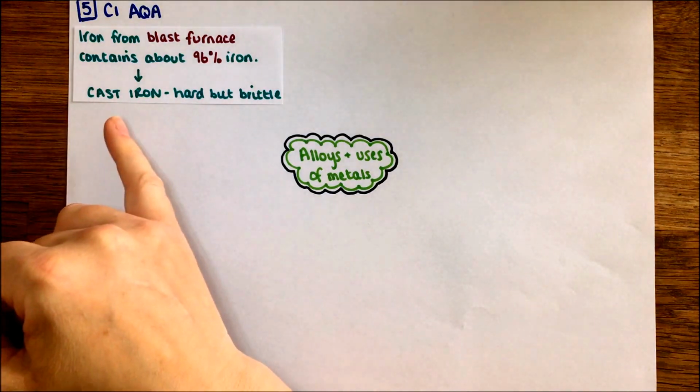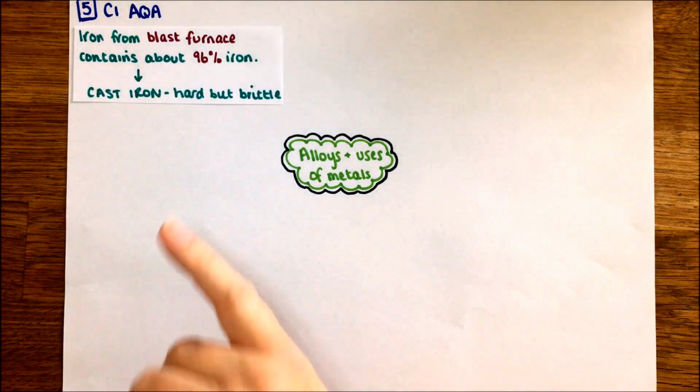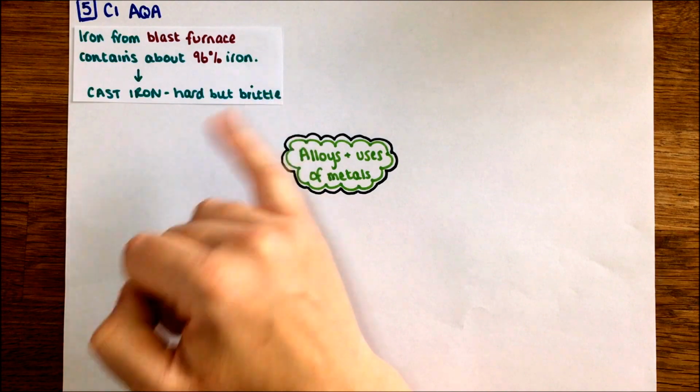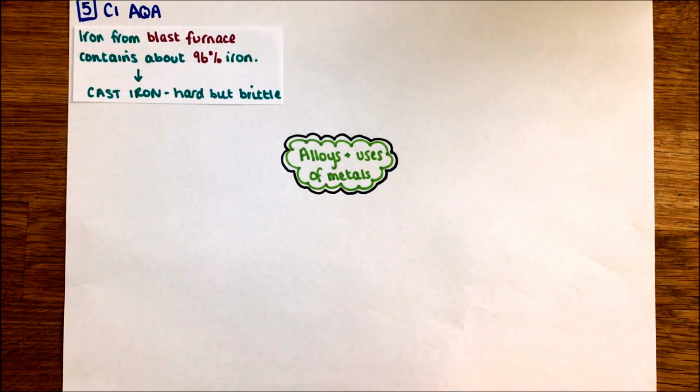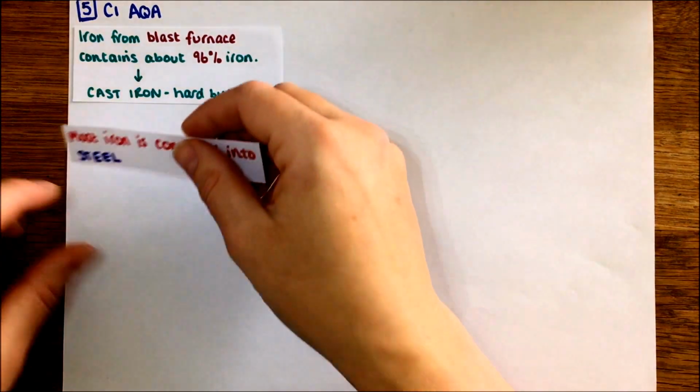that's called cast iron. It's not pure, it's about 96% pure, so 96% iron. It's brittle, so it's very hard, it's great, but it is also very brittle. So for that reason, we don't tend to use cast iron for much stuff. We tend to convert it into steel.